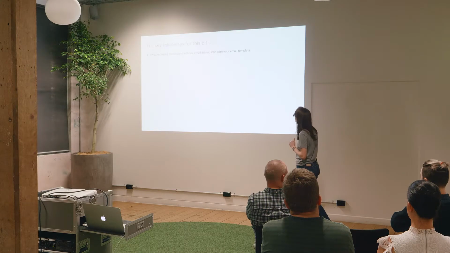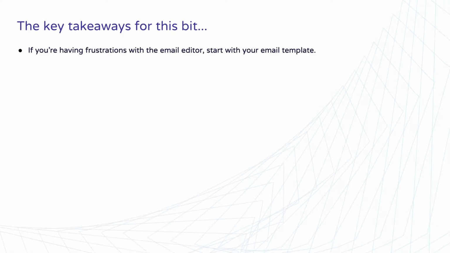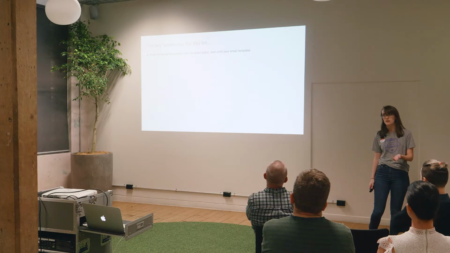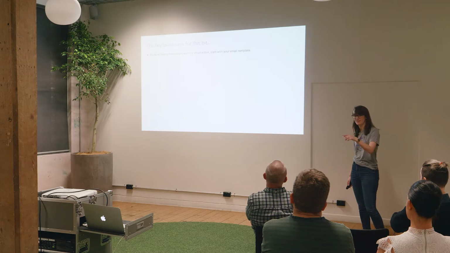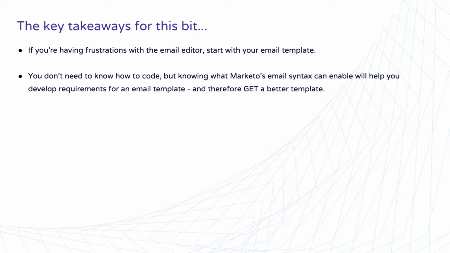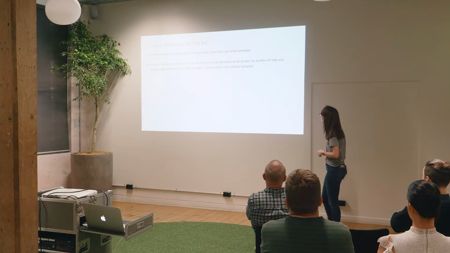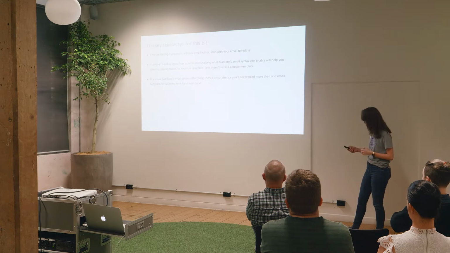I know, damn it. So, key takeaways for this bit. If you are having frustrations with the email editor, the first place to start is your template, because 98% of the complaints I've ever seen about Marketo's email editor are because your template sucks. I'm sorry. You don't need to know how to code, but knowing how Marketo's email syntax works and what options it makes available to you will make it much easier for you to develop good requirements for a template, and hopefully get a better template as a result of it.